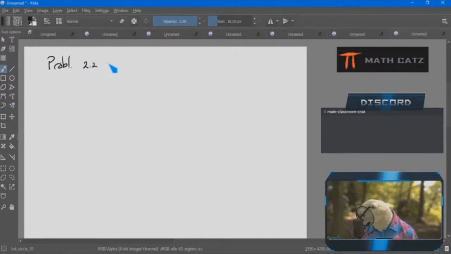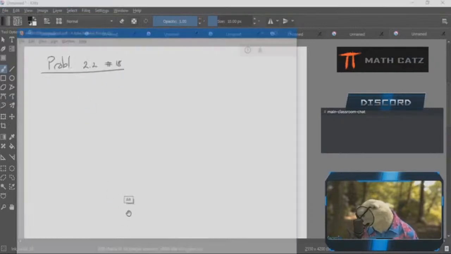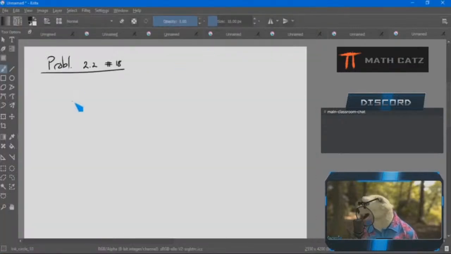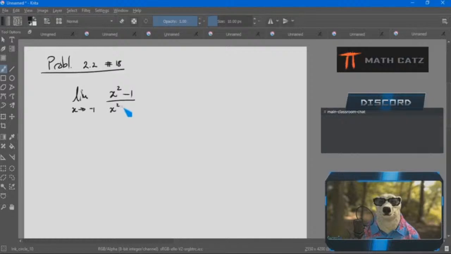but let's just do this one question. I'll do 18. 18 is over there. Limit x goes to -1. Finite limit. What's the limit? X squared minus 1. What's the function? X squared plus 1.